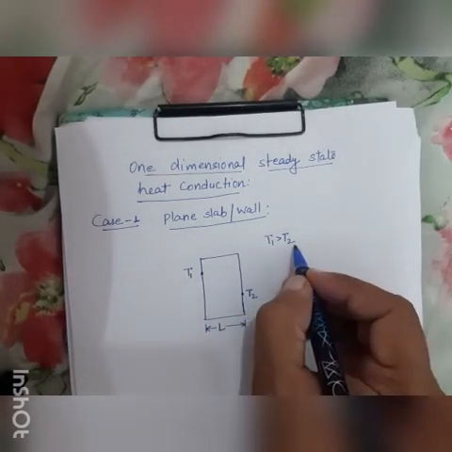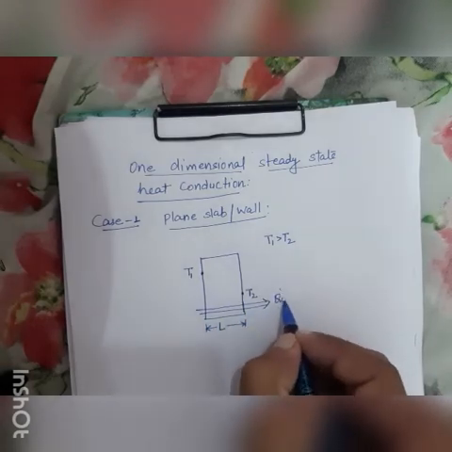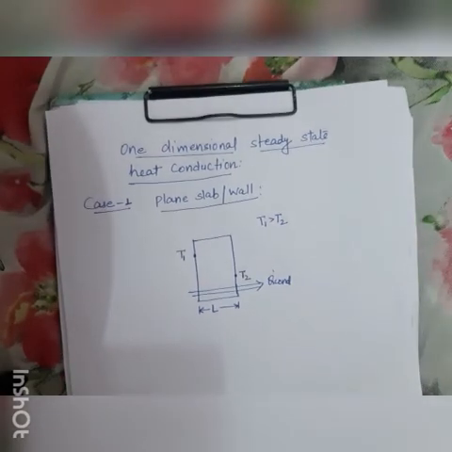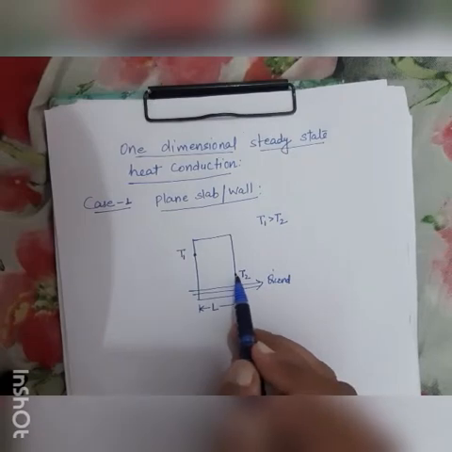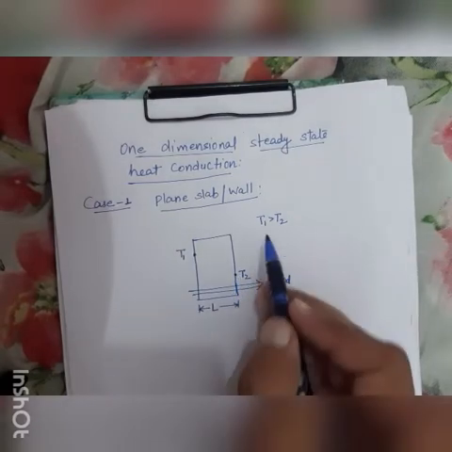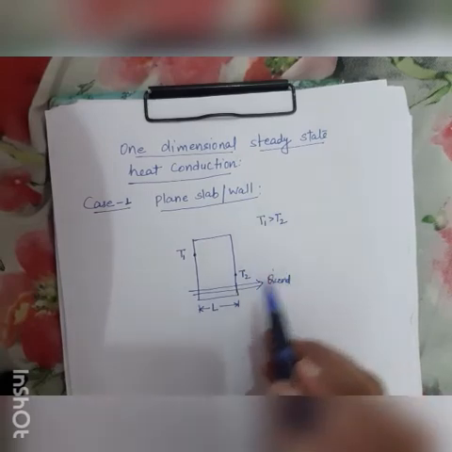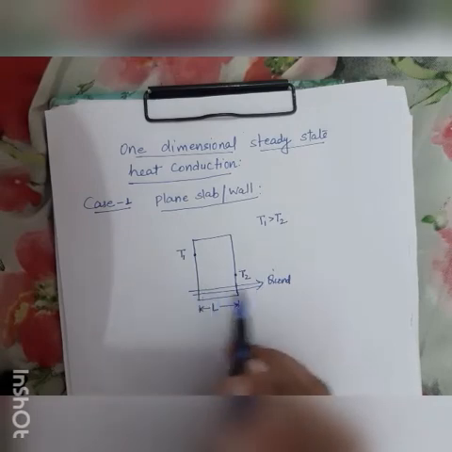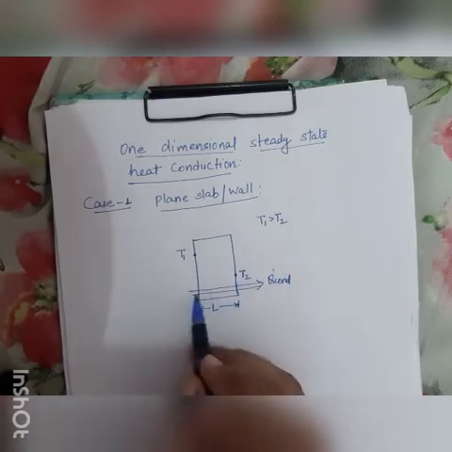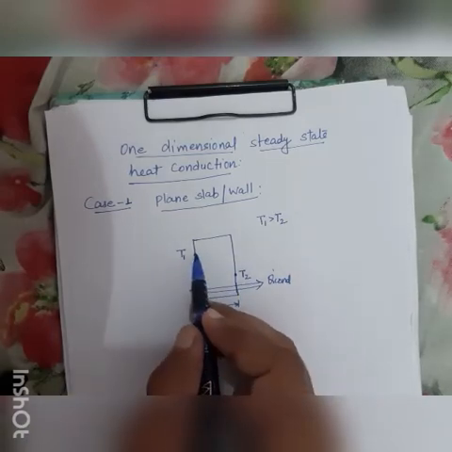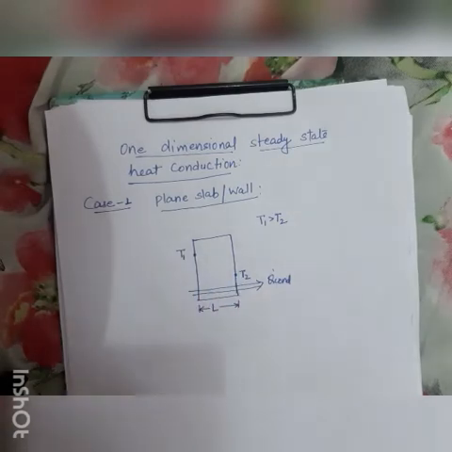If T1 is greater than T2, then the conduction of heat will take place in the positive x direction. The Q conduction will take place in this direction. Please note, the left face is maintained at temperature T1, and the right face is maintained at temperature T2. This is given to you, means T1 and T2 are specified in the problem. So we can determine that the direction of heat transfer would be from high temperature toward low temperature. Heat will conduct from the left face towards the right face through the material.